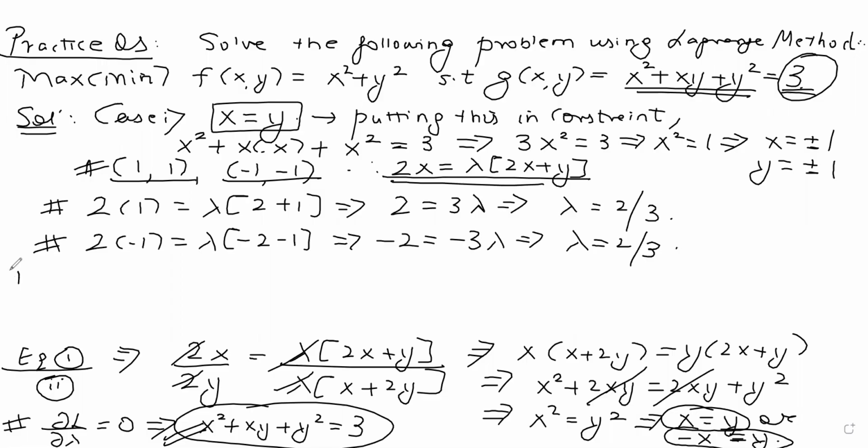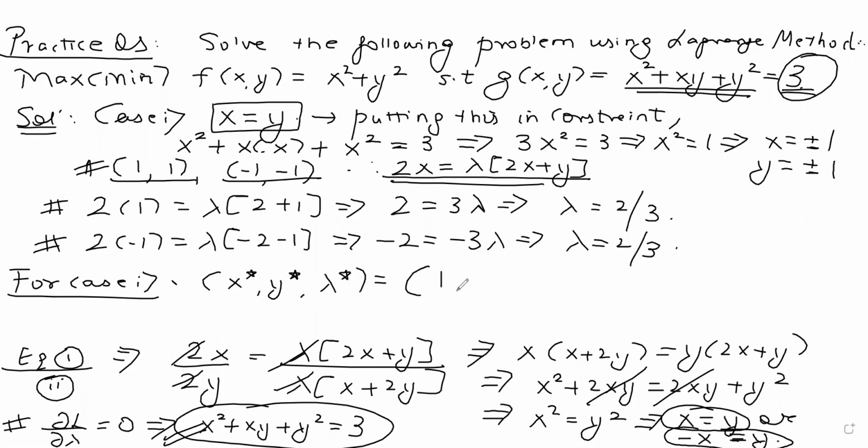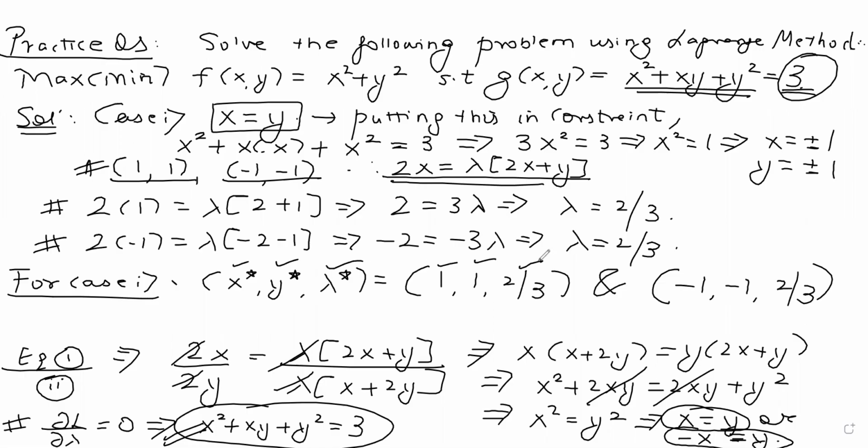So I can say for case 1, my x star, y star, and lambda star are 1, 1, 2 by 3. And another possible solution is minus 1, minus 1, 2 by 3. Either my x and y can be 1, 1, in which case lambda is 2 by 3, or my x and y can be minus 1, minus 1, in which case also my lambda is 2 by 3.